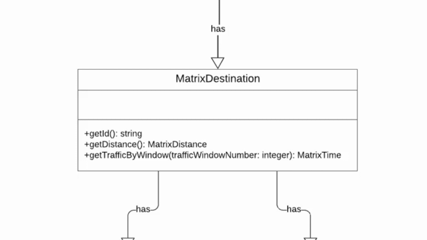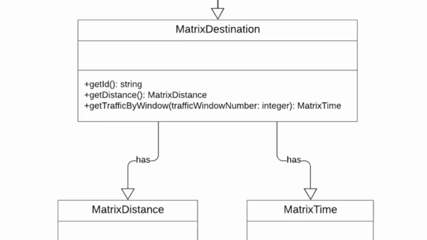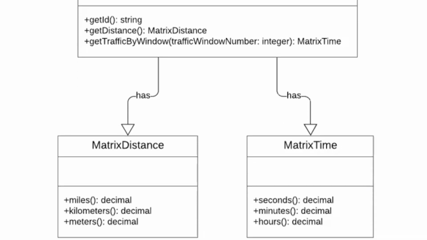Once you have a handle on the matrix destination instance, you can invoke a getDistance method to get a distance object instance, or getTrafficByWindow, which will return one of 8 possible matrix time instances that are representative of the 8 possible traffic windows we discussed in our previous video. Lastly, the matrix distance object gives us the ability to retrieve a distance value in either kilometers, miles, or meters, while the matrix time object gives us the ability to retrieve a time value in either hours, minutes, or seconds. Let's go back to the code and see this in action.